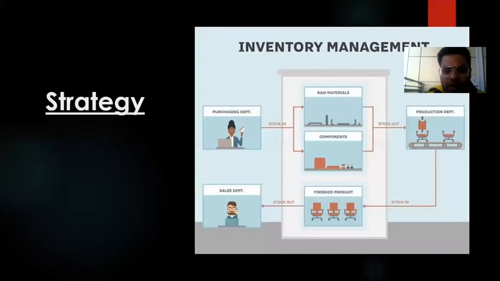So what strategy was used during this beer game? I'll show you in the next slides the results and the performance. The strategy which has been used for this game was inventory management. As you can see in the picture, inventory management covers everything from the purchasing department to the production department.